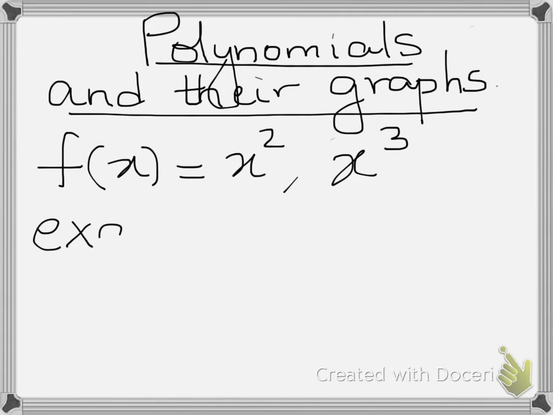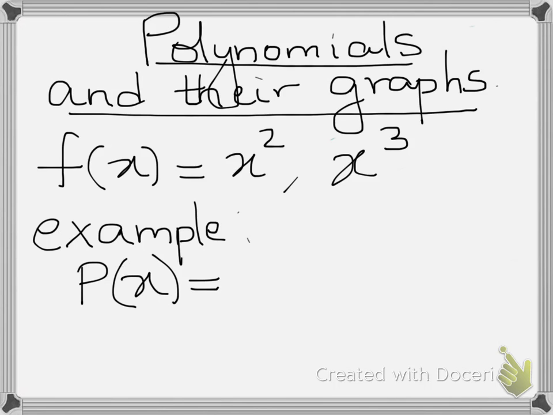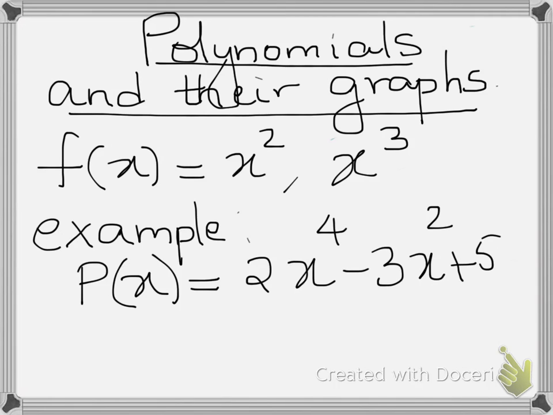So an example of a higher degree polynomial could be p of x equal to 2x to the fourth minus 3x squared plus 5x minus 1. The graph of the polynomial is always a smooth curve.